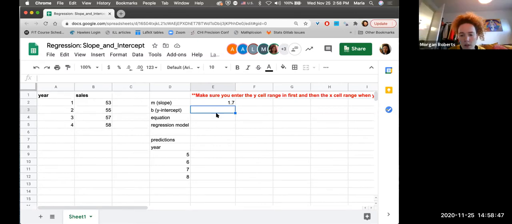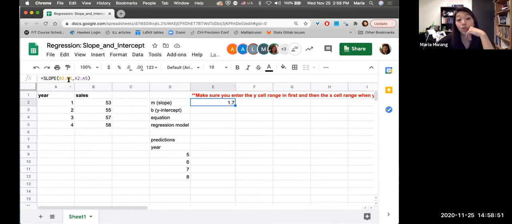Wait, Professor, what was it? It was slope, and then it was B. Yep. The B column and then the A column? Yep. You want to start with the Y numbers, then comma, and then the x's. Oh, okay. Yep. Okay, thank you. And that's going to be the exact same order that you keep for the y-intercept as well.